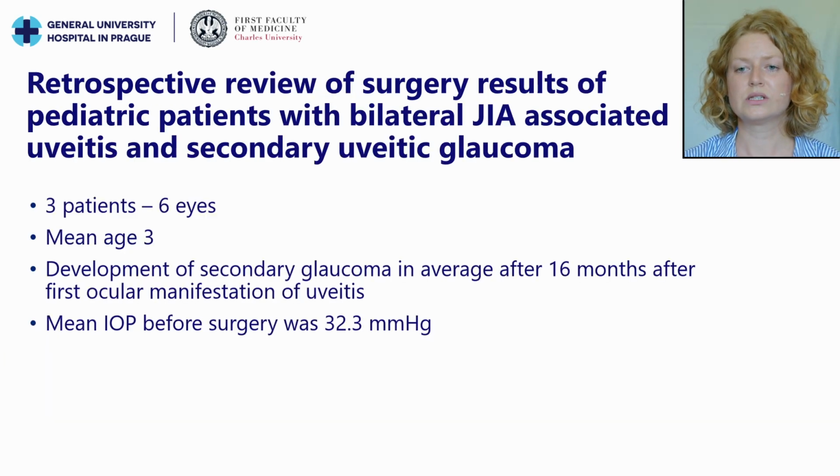Between the years 2018 and 2022, we operated on 3 children with secondary uveitic glaucoma and JIA-associated uveitis. Mean age at diagnosis of JIA-associated uveitis was 3 years. Glaucoma developed on average 16 months after the first ocular manifestation of uveitis. Mean IOP before surgery was 32.3 mmHg.